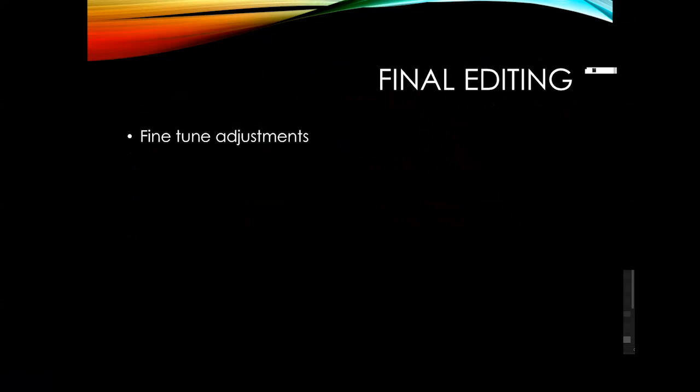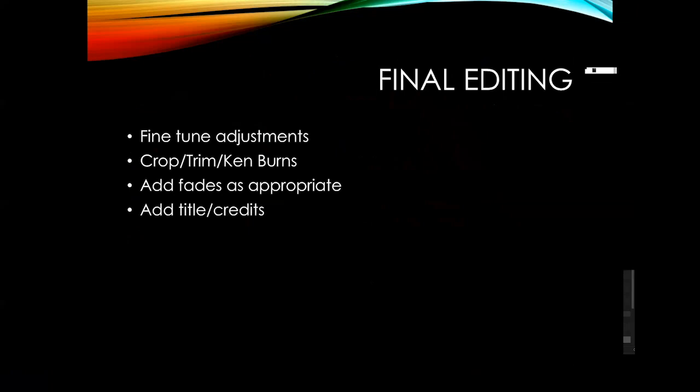And then finally, when you get all your color grading done, you'll do your fine-tune adjustments, and you'll crop and trim and use the Ken Burns effect. I'm only going through this quickly because we're going to talk about this in the software itself. Add fades as appropriate, add your title and credits, send a draft to someone you trust.